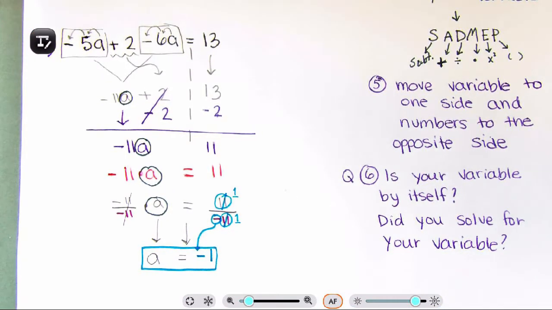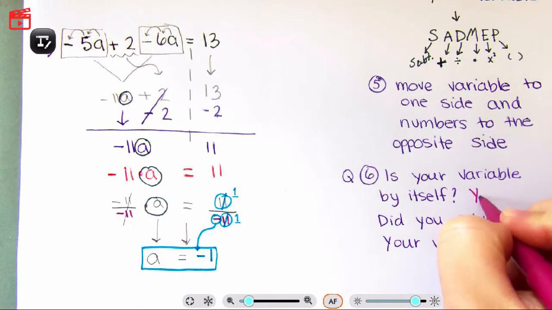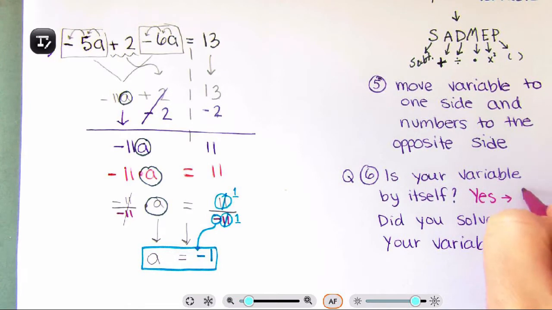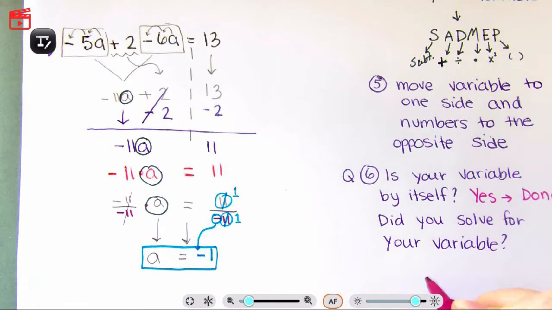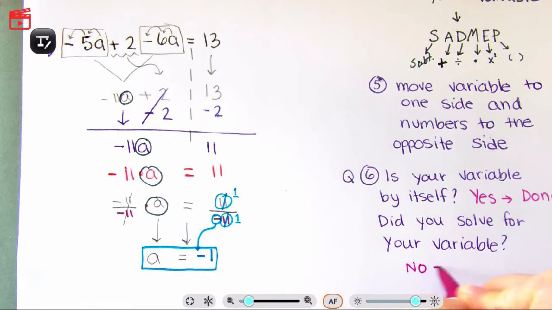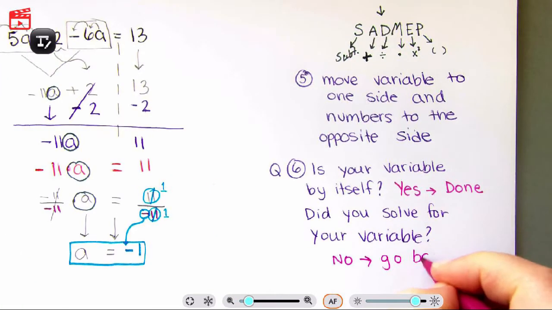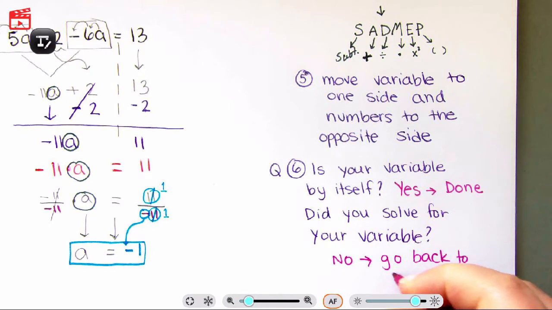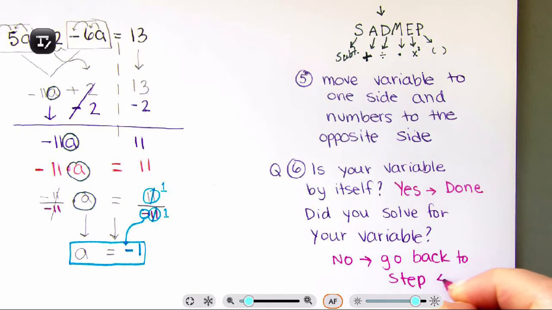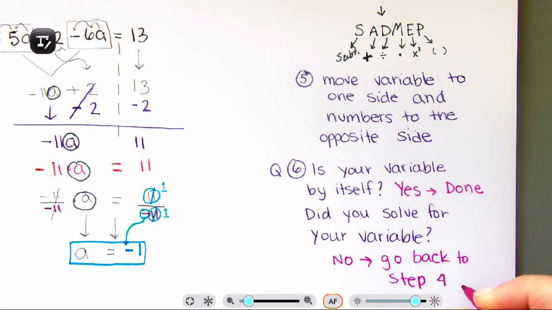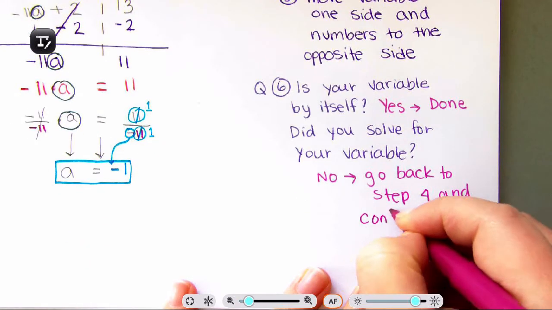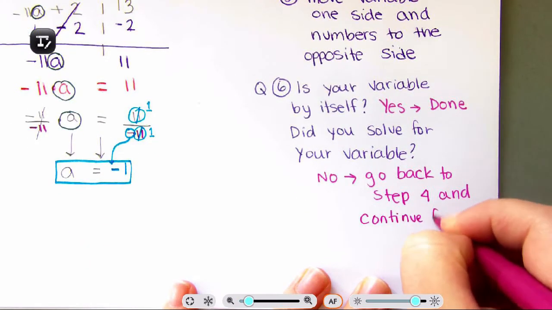So is your variable by itself? And if you answer yes, you are done. Now, if you answer no, I'm going to tell you to go back to step 4 and continue solving.